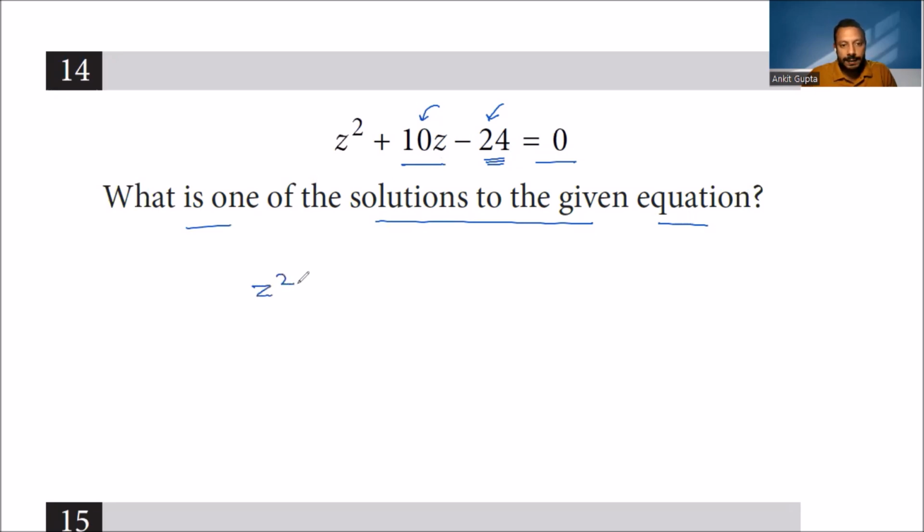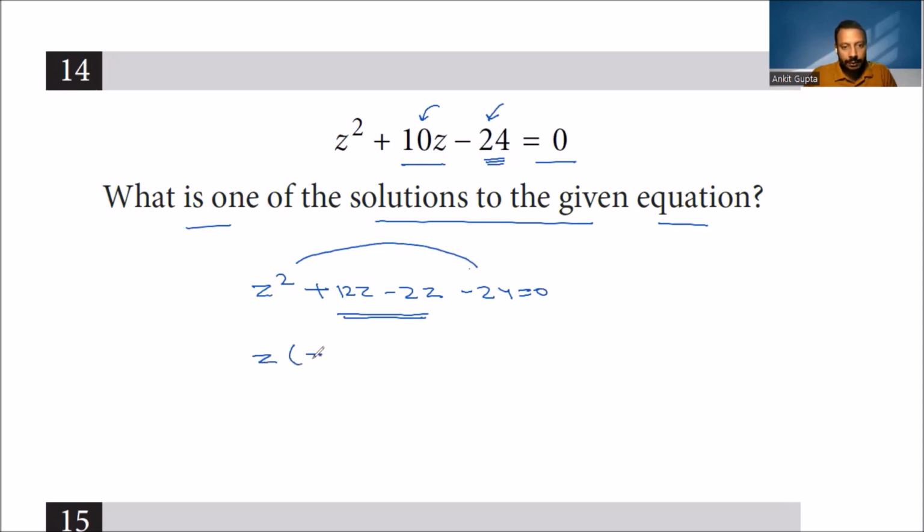So we can write this as z² + 12z − 2z − 24 = 0, where the sum of these two numbers, 12z and −2z, is equal to 10z, and the product of 12z and −2z is equal to the product of the first and the third term, which is −24z².